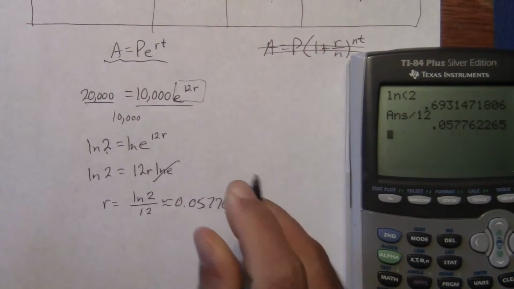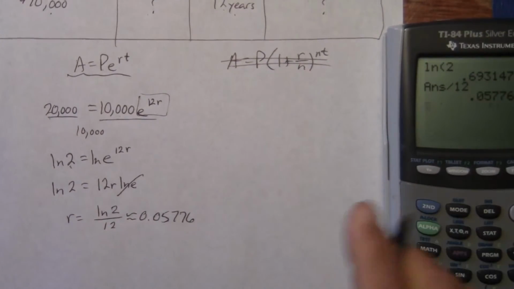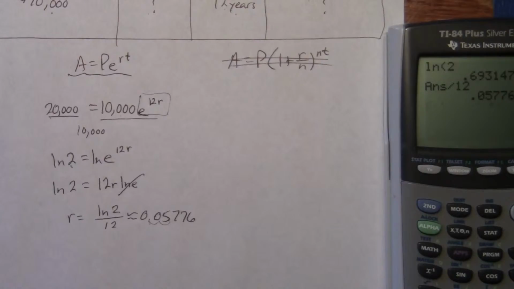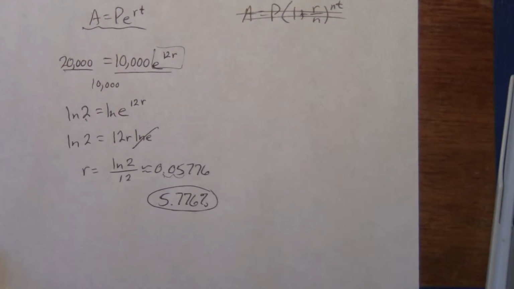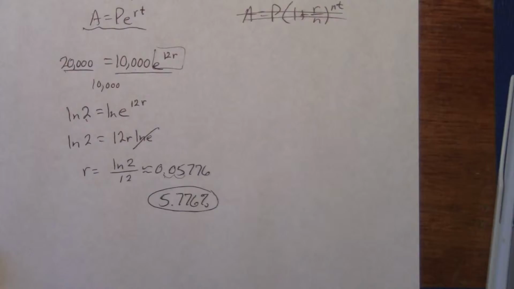0.05776. And so when you're giving an actual percentage rate, you're going to want to change this into a percentage. So they would say that it's 5.776%. I'm guessing they don't round that far, but that's fine. So there's my percentage rate.